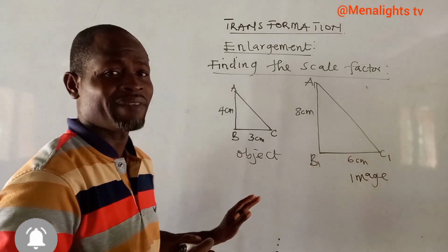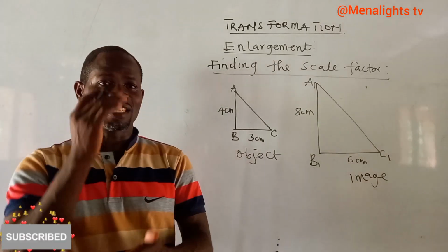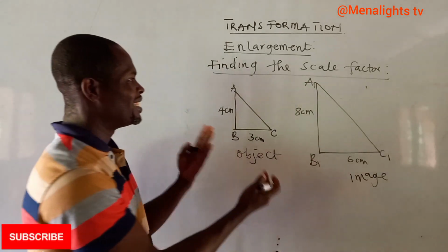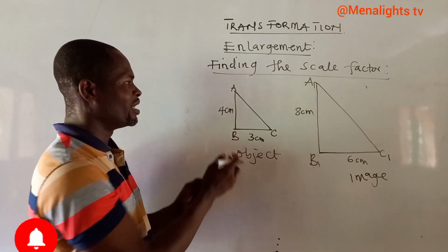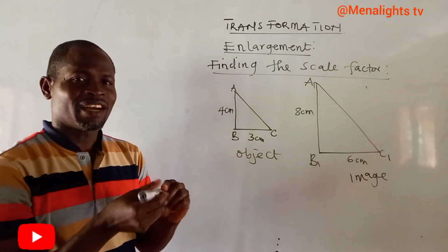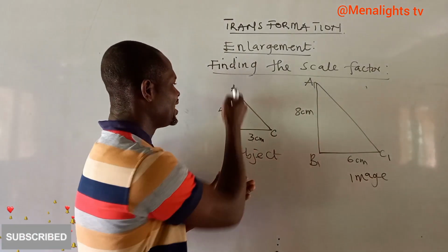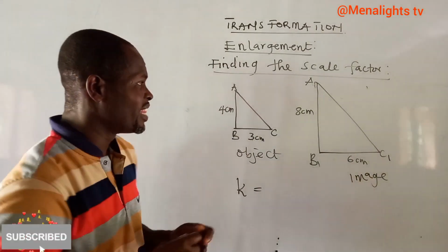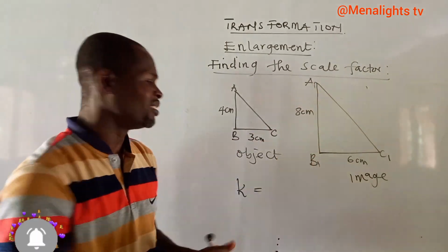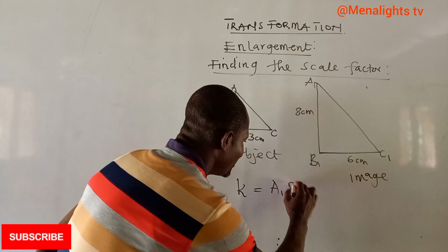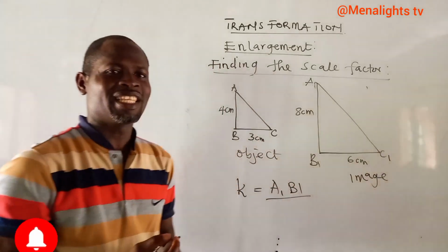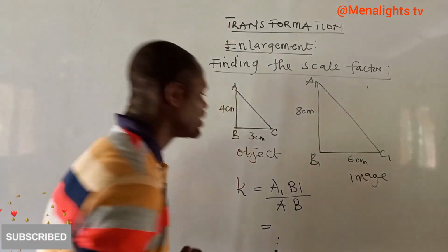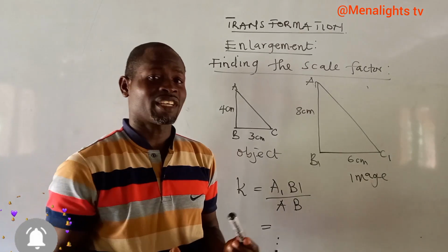Now for us to find the scale factor here, we need to look at the distances. From here you can see that A1 and B1 is similar to A and B. So for us to find the scale factor, we need to consider these lengths. The scale factor is the image distance over the object distance. Now we are taking A1, B1, that is the image distance, divided by the object distance, which here is A, B. So we can put the values in to get our scale factor.